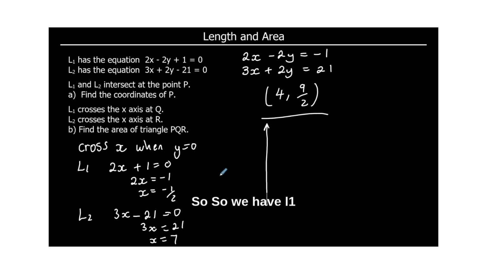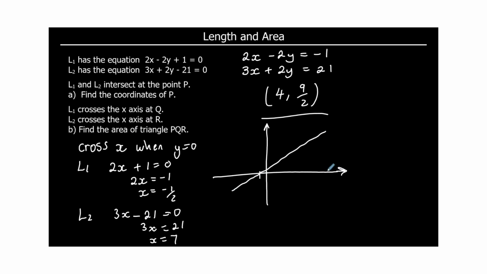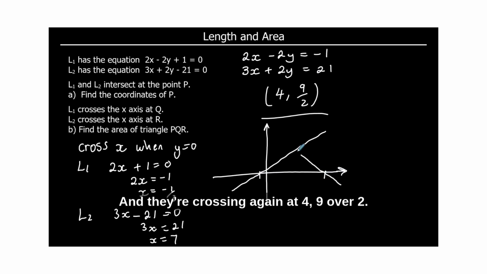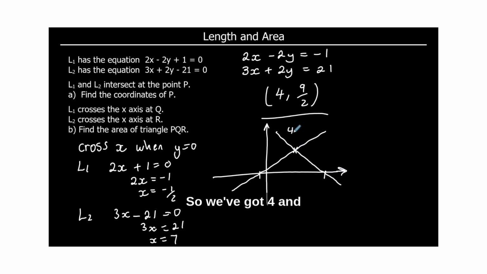So we have L1 crossing at minus a half, and they're intersecting at 4, 9 over 2. And L2 is crossing at 7. And they're crossing, again, at 4, 9 over 2. So we've got 4 and 9 over 2, 4.5. Here, we've got minus a half. And we've got 7.